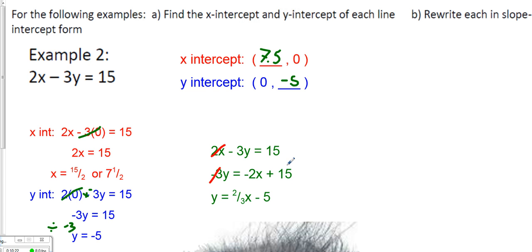On this one, though, positive 15 divided by -3. The positive and the negative make it negative, or you can consider it minus. 15 divided by 3 is 5. So here's our slope-intercept form. Positive 2/3 x minus 5. Again, recognize minus 5 or -5 is exactly what we had as our y-intercept before. So it fits in perfect.